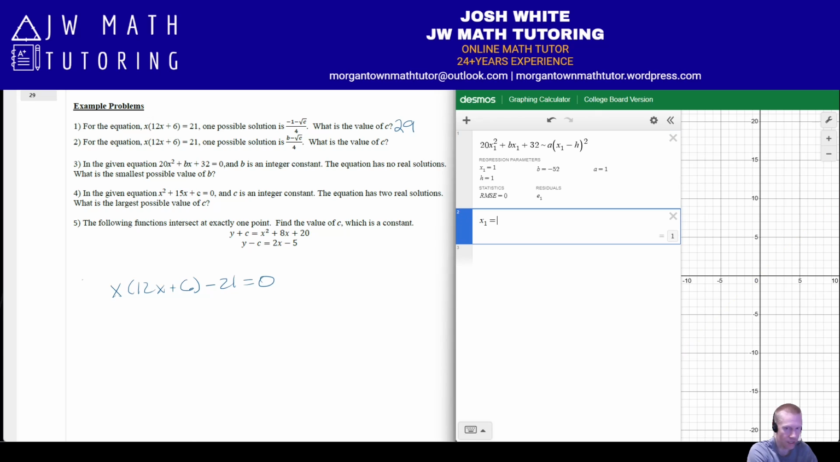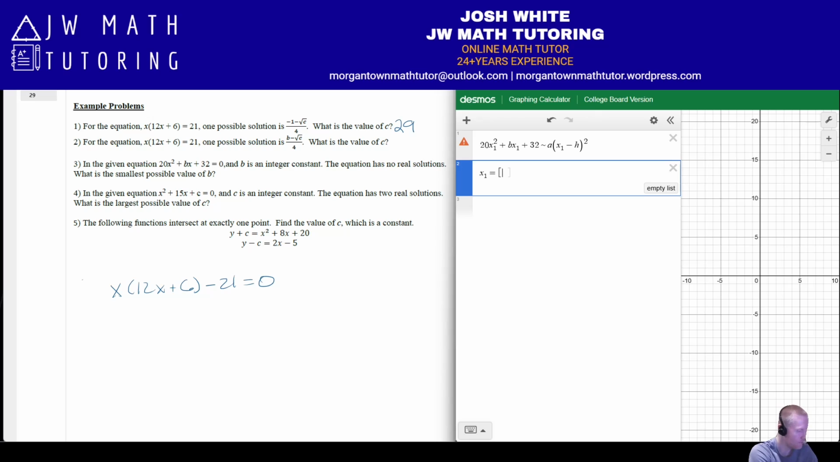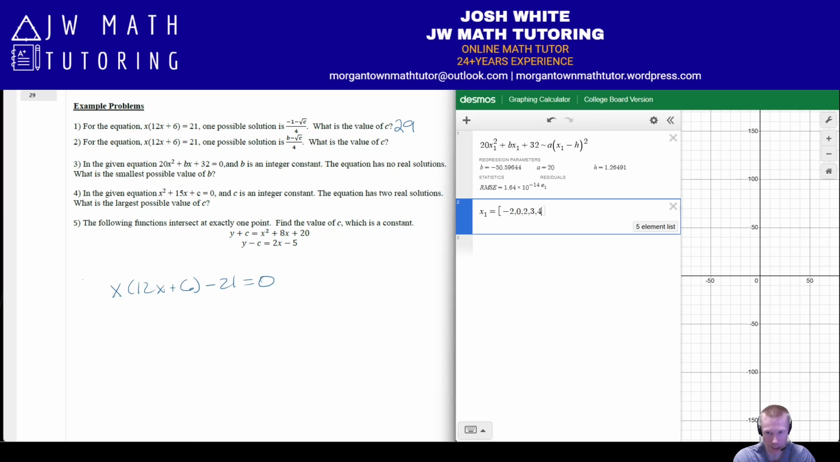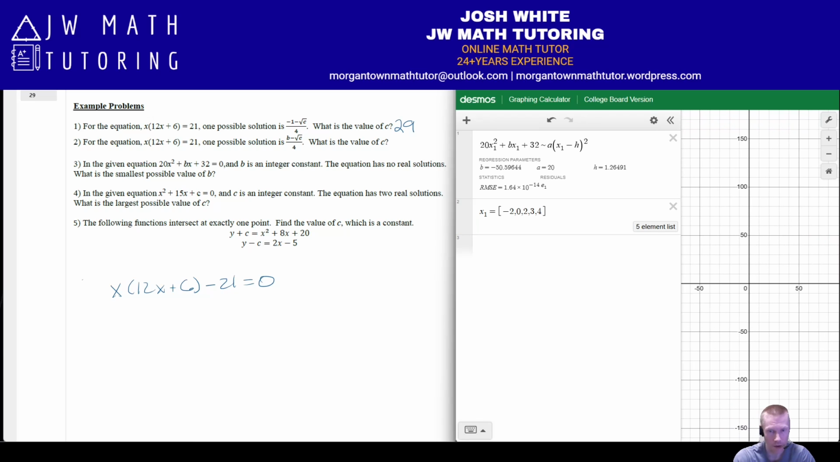Now I need to add the list for x1. For these quadratics, I like to use a negative, 0, and the positive of that value. And then you can just add in some other numbers as well. What's happening here is it gives us a value for b. This value for b is the exact value such that there would be one real solution. That's essentially what's happening with this vertex form regression.